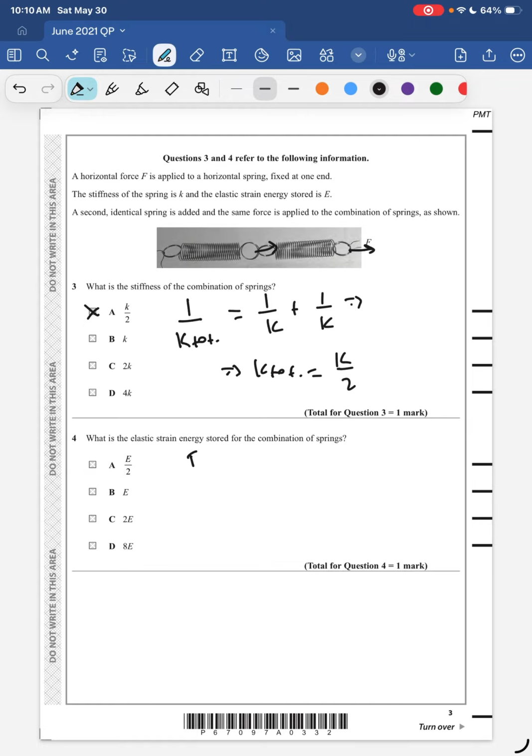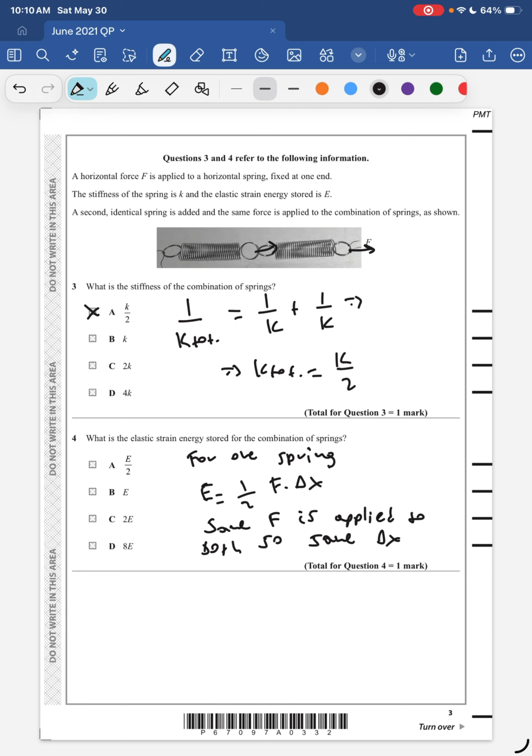So for one spring, the energy stored is 1/2 F times delta x. So since the same F is applied to both, so same delta x extension for both, then the total energy is simply 2 times E, okay? So option C.